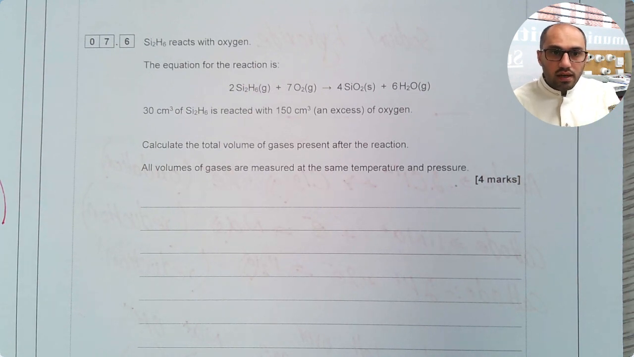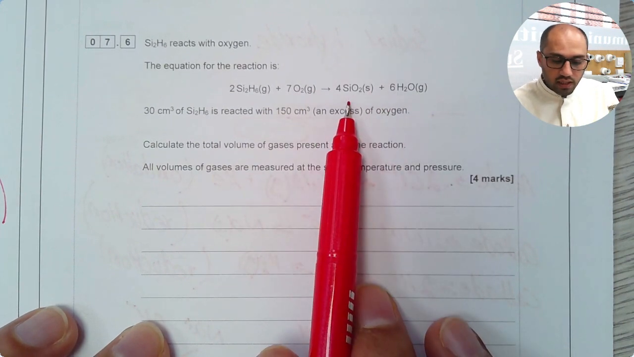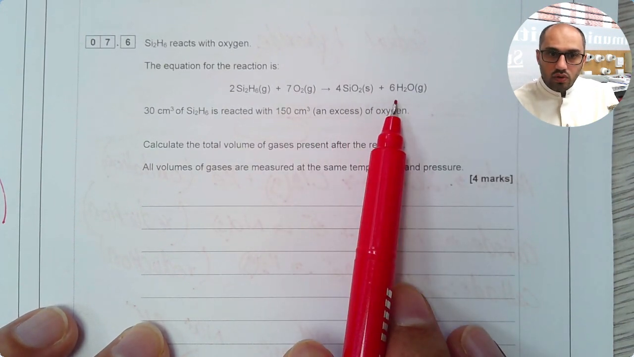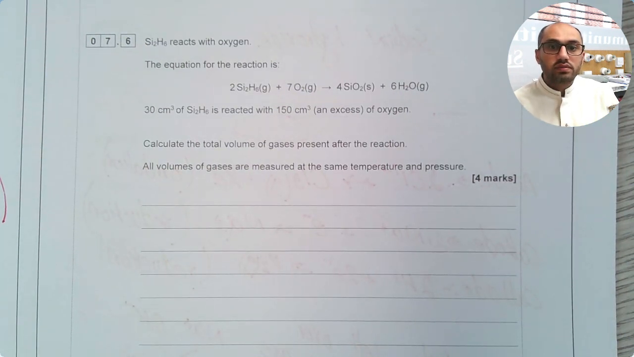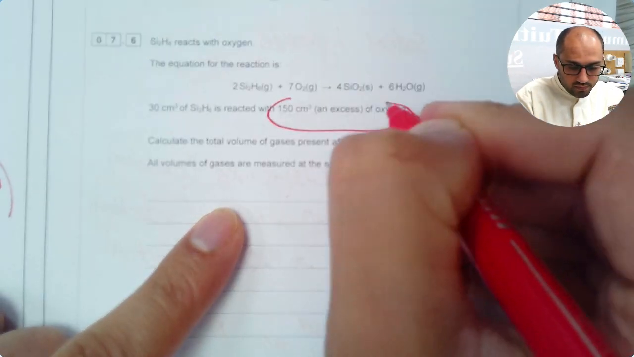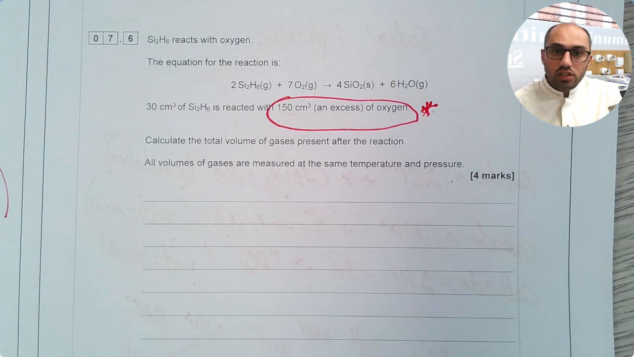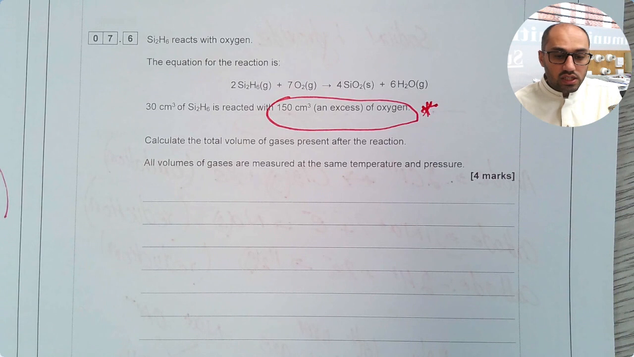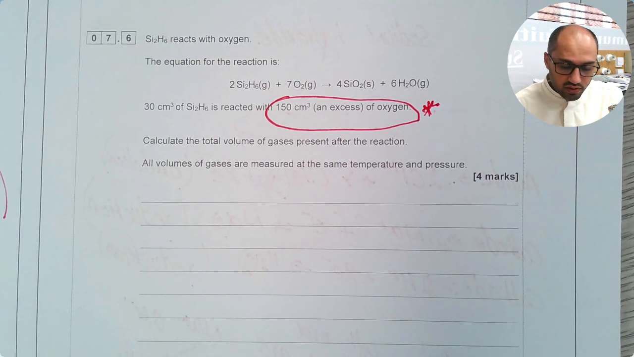Next part says Si2H6 reacts with oxygen. The equation for the reaction is 2Si2H6 gas plus 7O2 gives 4SiO2 and 6H2O gas. It says 30 centimeter cube of Si2H6 is reacted with 150 centimeter cube of oxygen, in excess. Now this is important. So we are using oxygen in excess. This means some oxygen will be left once the reaction reaches completion.